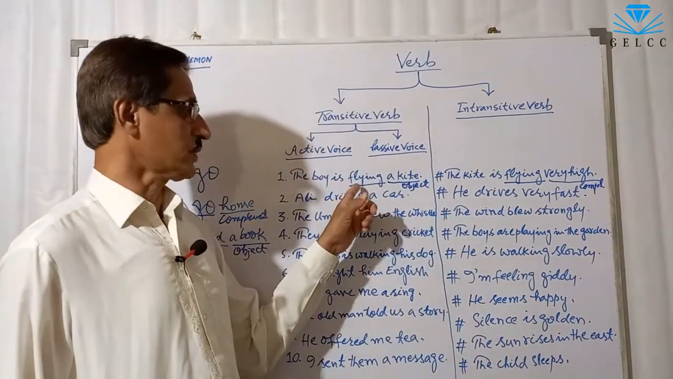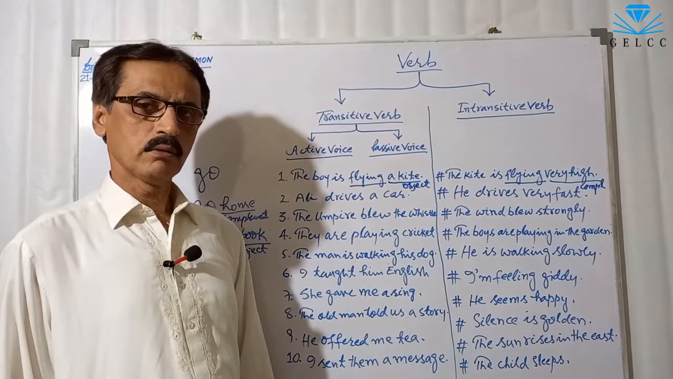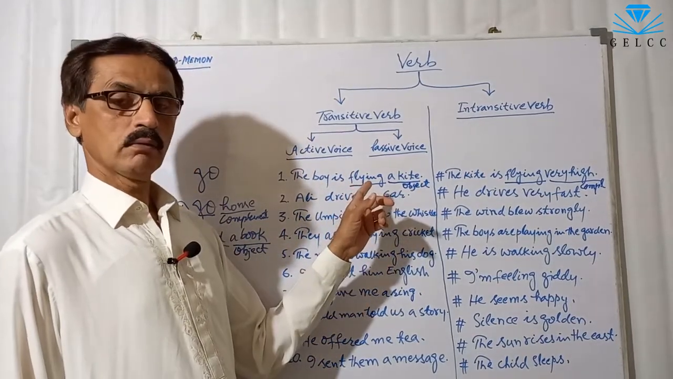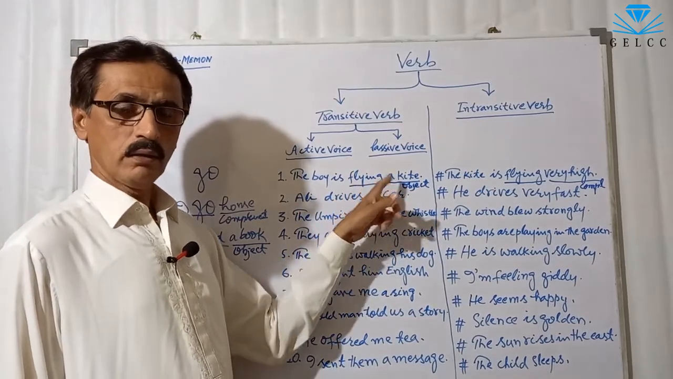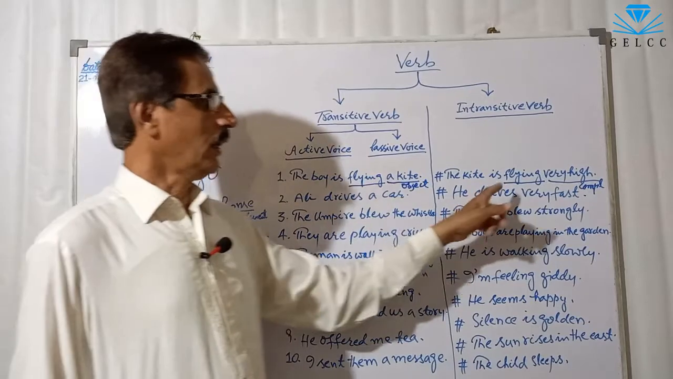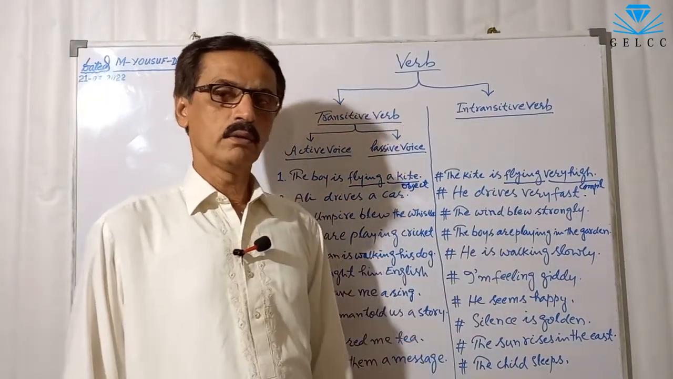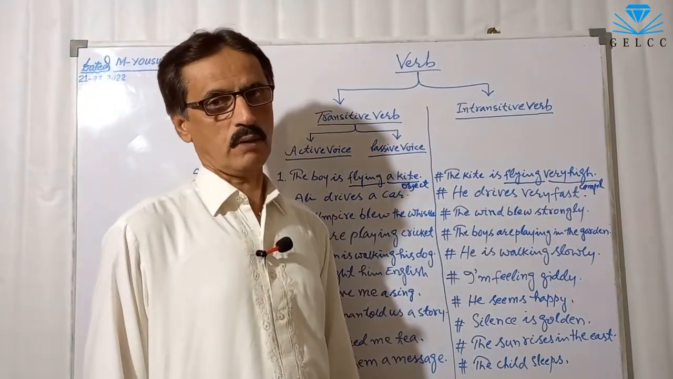But in this first sentence, the verb flying requires object. It is transitive. Same verb flying. In this sentence, this verb flying is transitive. And in this sentence, this verb flying is intransitive verb because it has complement, not object.